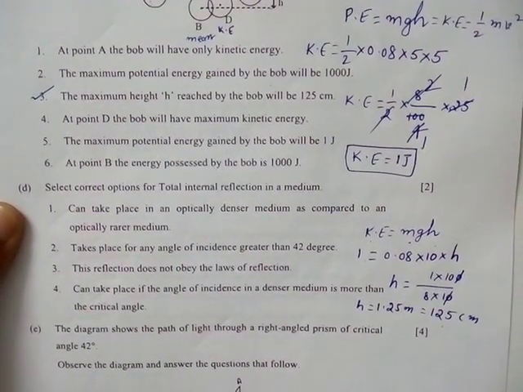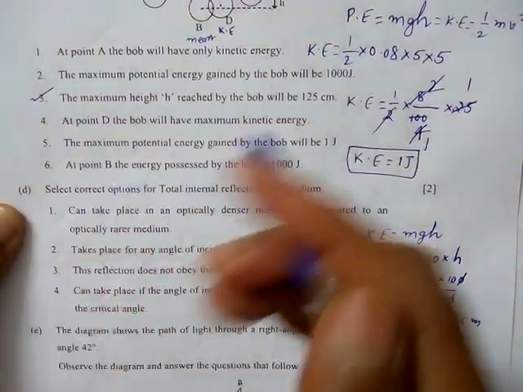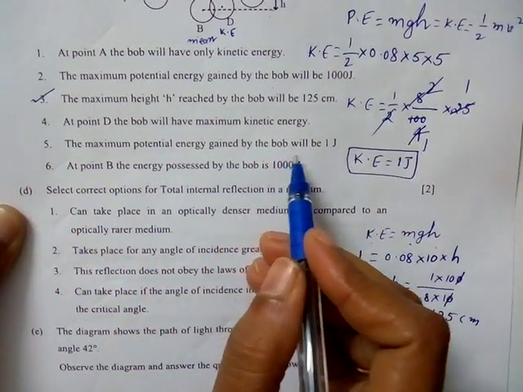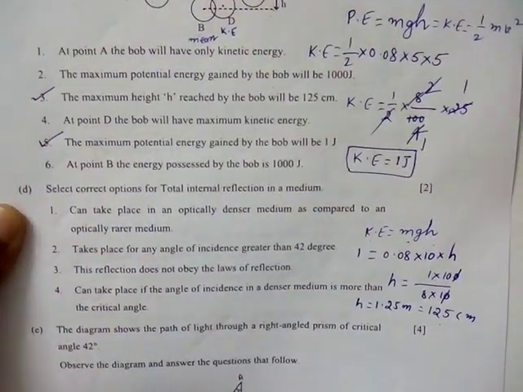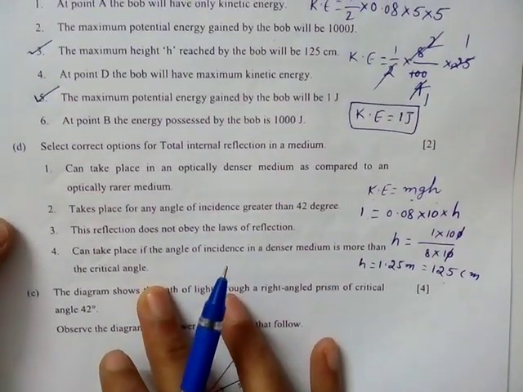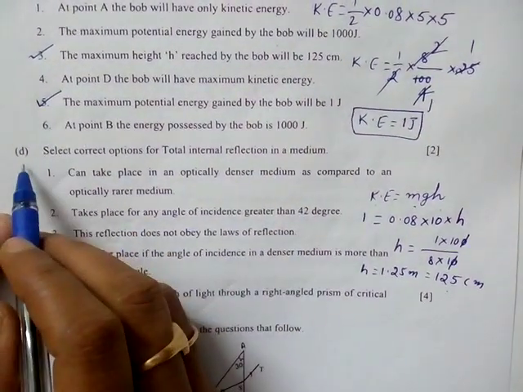At point D, bob will have maximum kinetic energy. No, maximum kinetic energy will be at B. The maximum potential energy gained by the bob will be 1 joule. So 5 is also correct. This 1000 joule is wrong. Next option D. Question D.